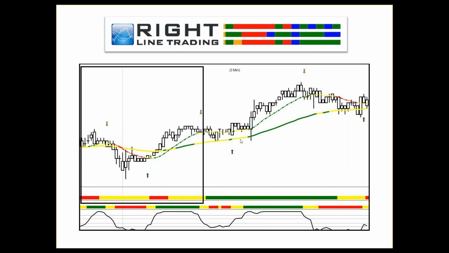So what we look for is an alignment of multi-time frame momentum. Not just an alignment, but a locked alignment, either to the long side or the short side. Now look what happens when the multi-time frame has no direction. Price just chops. But as soon as it goes green, price is going to rise.